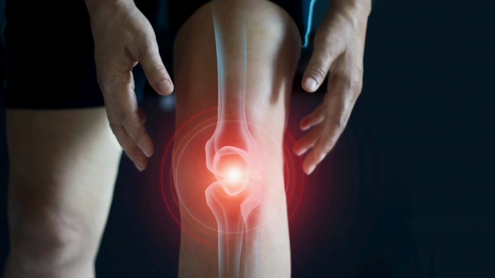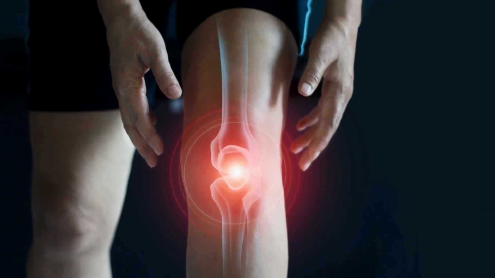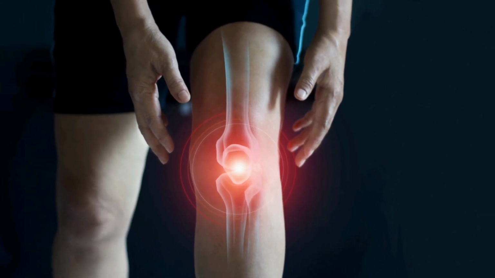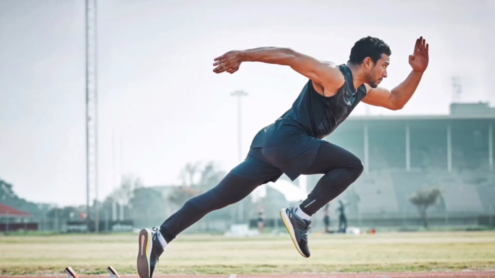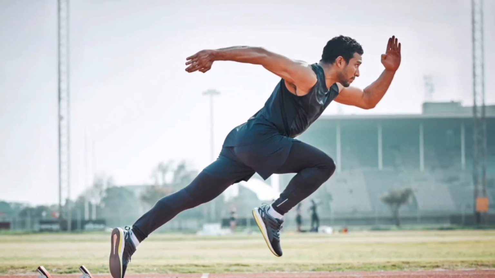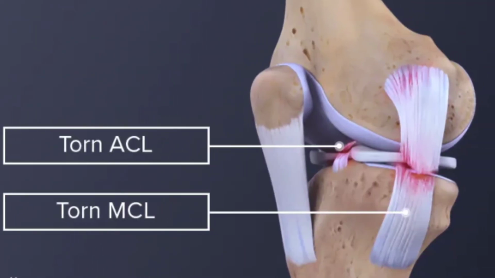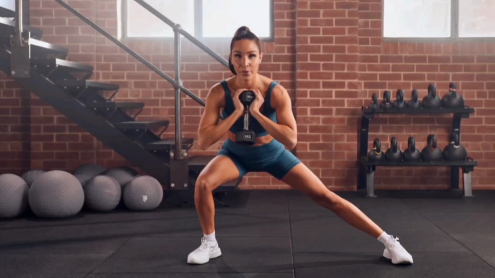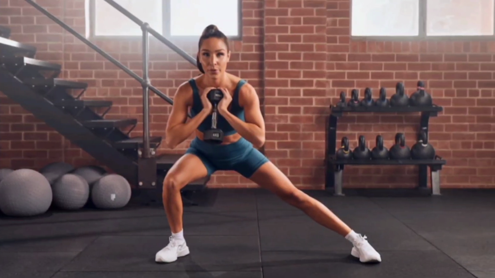But this isn't a one-size-fits-all plan. Rehabilitation must be individualized, based on the person's age, activity level, and whether other structures were injured, like the meniscus or MCL. Rehab is typically broken into phases. Let's go through each one in detail.